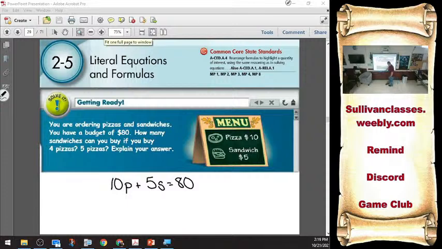So, would you agree? Like 10 times the pizzas, 5 times the sandwiches, 80 bucks. Okay. So when they ask how many sandwiches can you buy if you have 4 pizzas, most of us are doing this, whether we're doing it on the fly or not, whether we're actually writing it out or not. You say 4 by 10 is 40. Subtract 40. So I've got $40 left. $40 divided by $5. I can get 8 sandwiches.